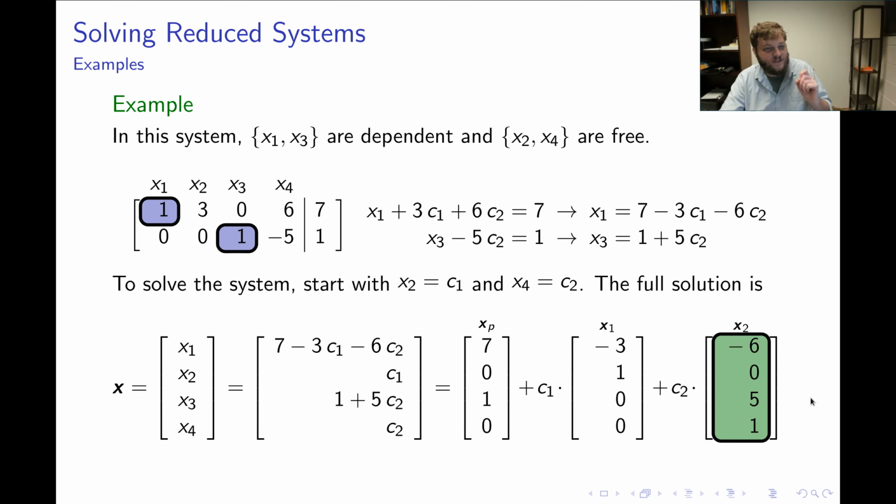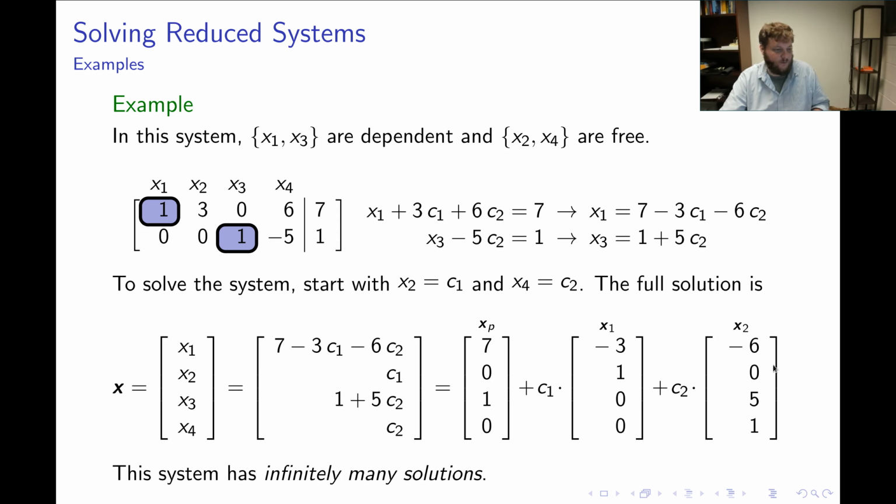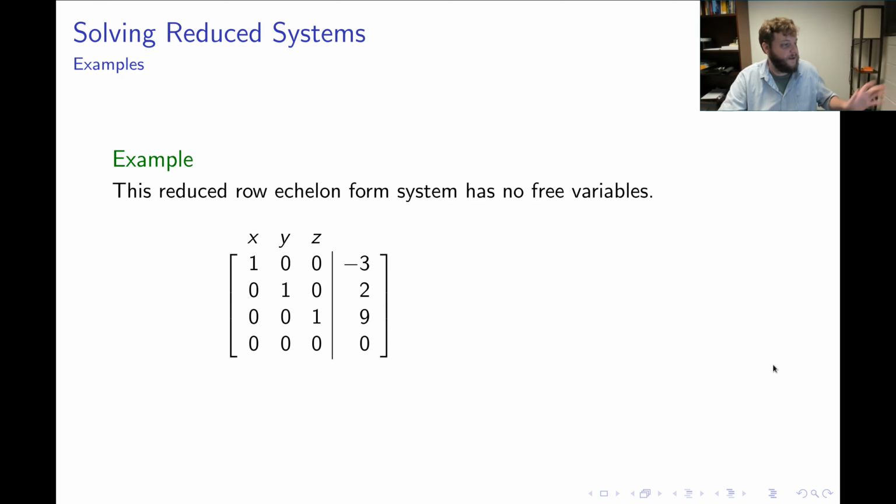Every solution to this system can be written as this particular solution, 7, 0, 1, 0, and then we get infinitely many more by adding any linear combination we want of this vector x1 and this vector x2. So this system has infinitely many solutions, as promised by the Rouche-Capelli theorem.